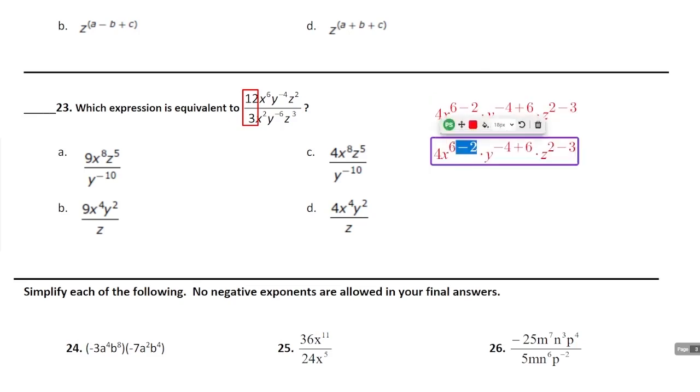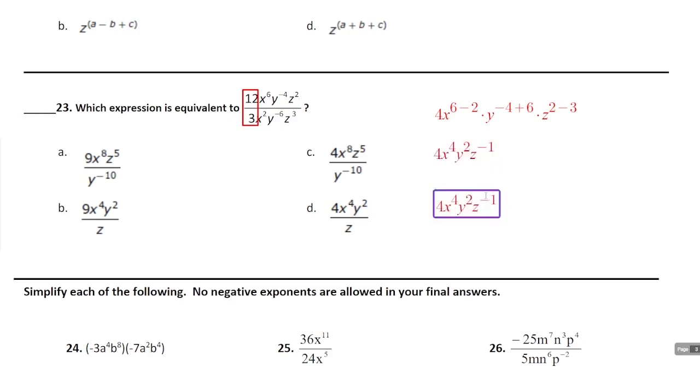So we have 4 times x to the 4th times y to the 2nd power times z to the negative 1st power. So if we want to rewrite that without any negative exponents, we're going to have to move this z down to the denominator. And we don't really need this raised to the 1 power, so we'll just delete that, and this is going to be our answer. And that's going to be choice D.